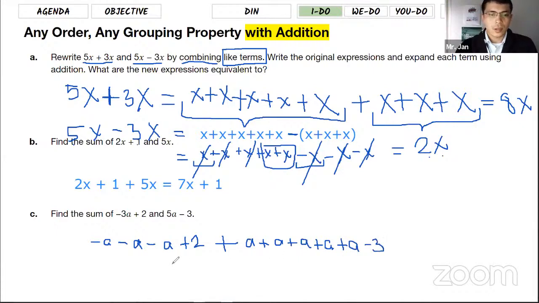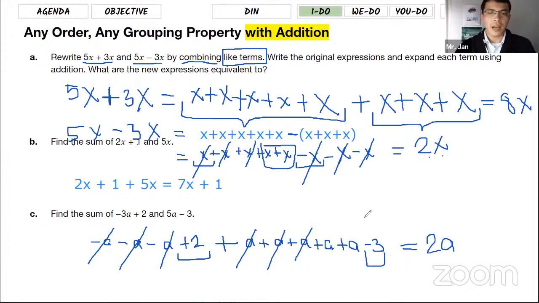So we know opposite quantities cancel out each other, like negative a and positive a, negative a and positive a, negative a and positive a. How many a's are left? We have only 2 a's left. So we're going to start with the variable term, so it's 2a. And next, you have positive 2 and negative 3.